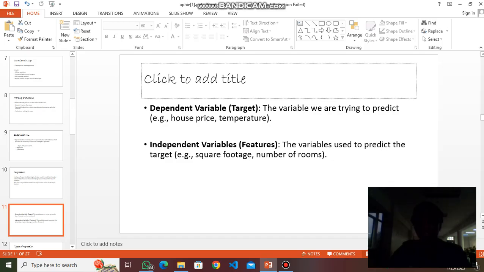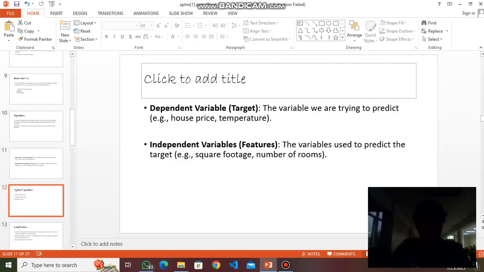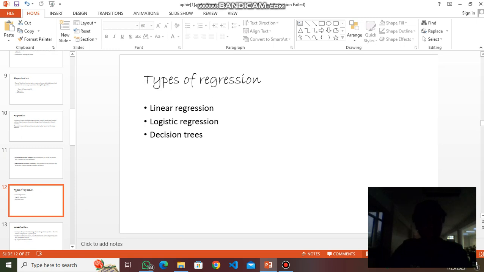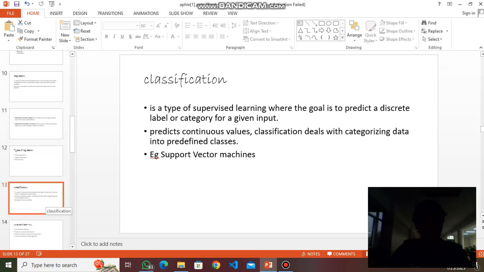This is simply the variables used to predict the target. Like we remember, these are independent; these are simply features, so we use them to predict the target. That's, for example, the number of rooms or the square footage. Then for the types of regression, we have linear regression, logistic regression, and decision trees.